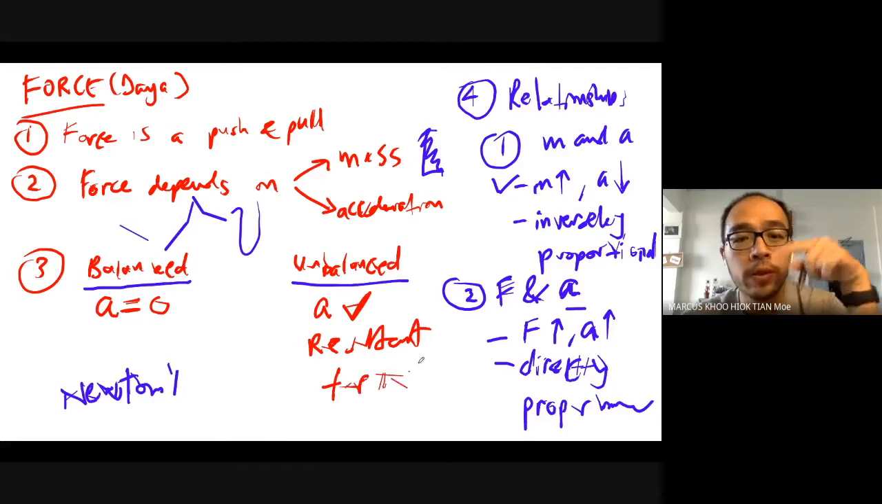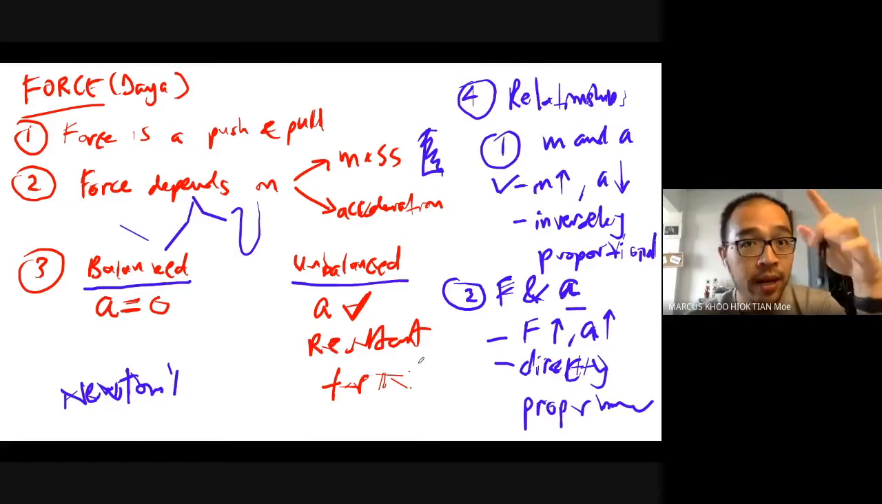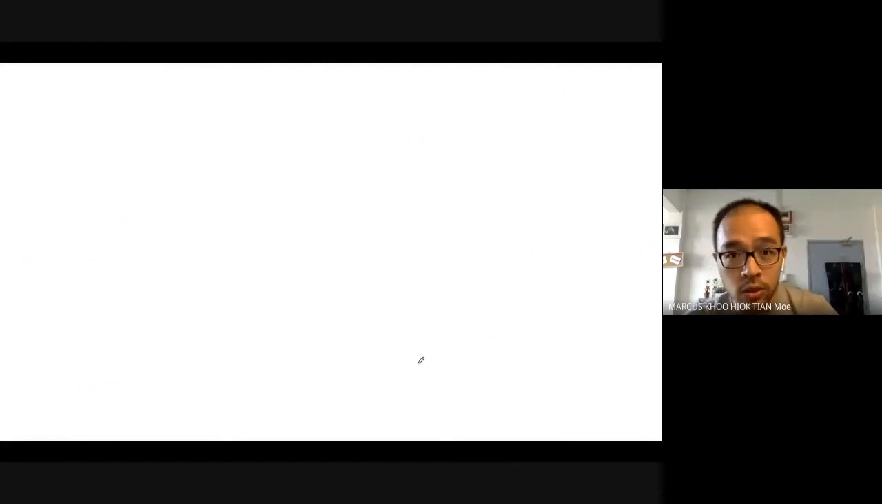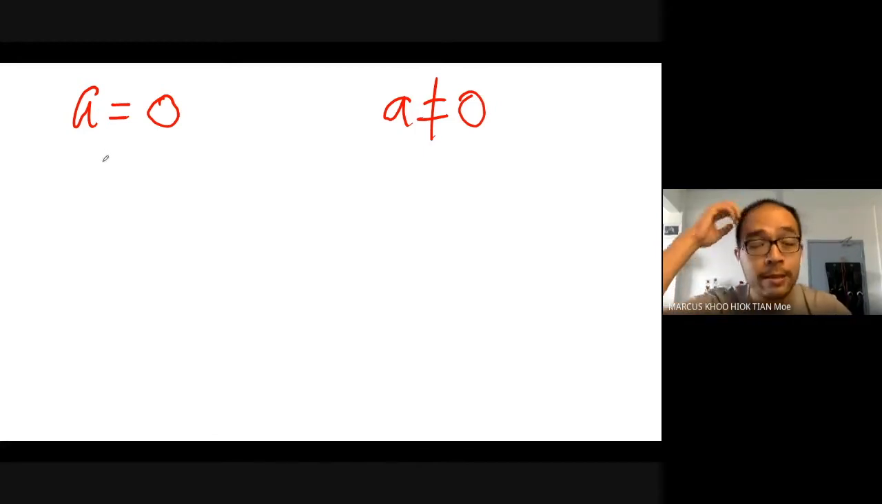So unbalanced forces result in a resultant force. And when the resultant force is not 0, then there is an acceleration. This is a very important thing. I want you to differentiate between acceleration equals 0 and acceleration not equal to 0, which means there is an acceleration. When acceleration equals 0, there are two possible explanations for the situation.